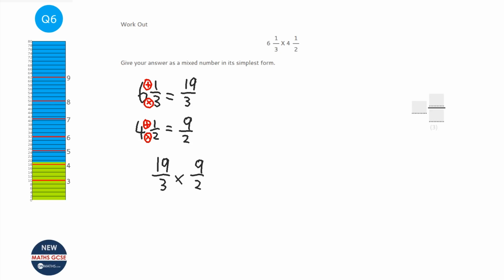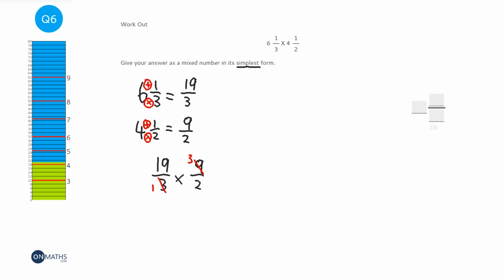Okay, so one thing you can do at this step, which will help us write it in its simplest form, is you can divide anything at the top and anything at the bottom by a number to simplify it. So the 9 at the top and the 3 at the bottom, I can divide them both by 3. So that will leave 3 at the top there, and it will leave 1 at the bottom there. Now, this is really important because if I times these across, I would get a really big number.